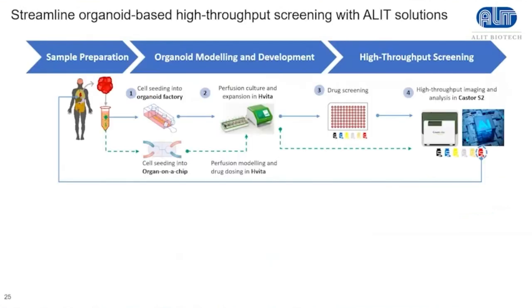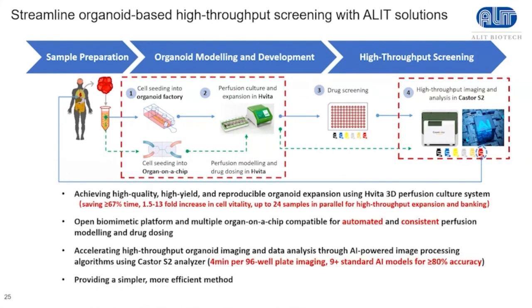So finally, in summary, our company can provide streamlined solutions for high throughput organoid modeling and imaging analysis in drug screening, by using our Organoid Factory and Habitat system for continuous perfusion culture, and for the final high throughput imaging and analysis in the CAST-S2 imaging system.